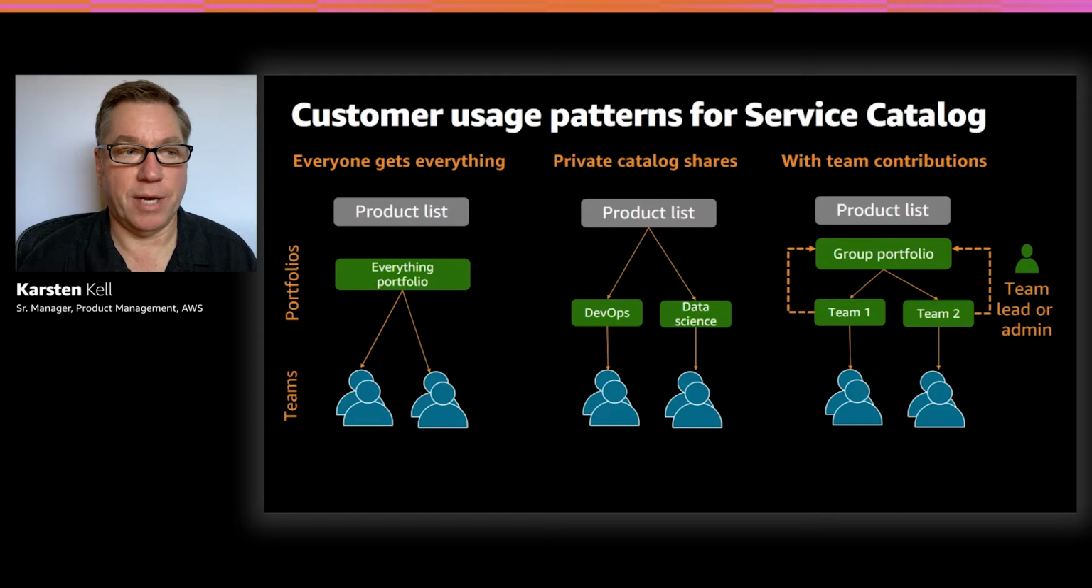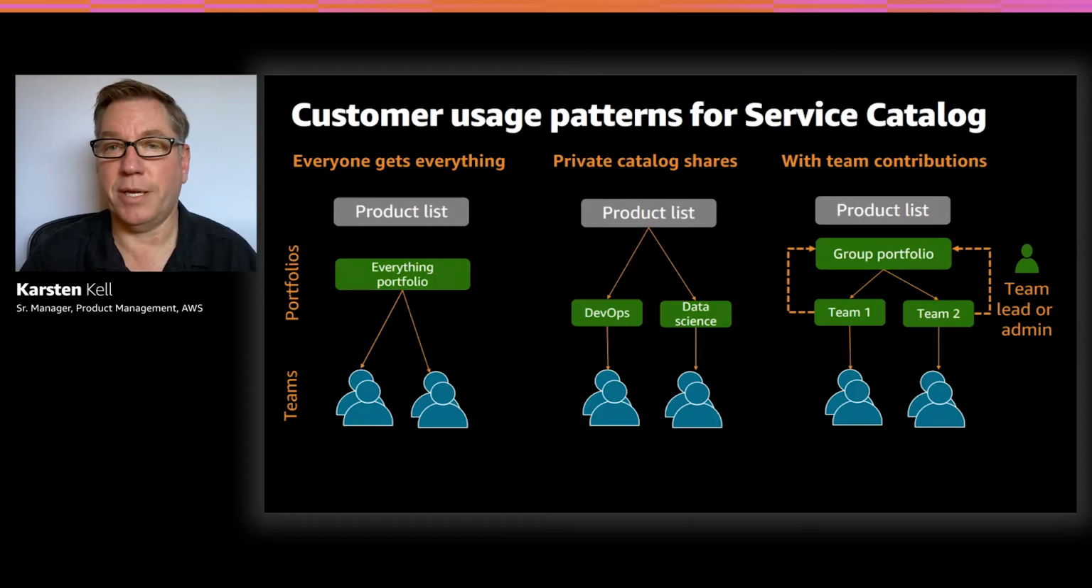A more popular feature, and more popular in terms of we see a lot of customers using the middle pattern here, is what we call private catalog shares, where there's a central product list that the cloud administrators maintain, and they create portfolios for specific dimensions of their organization. A very common one is teams. So they may create a portfolio for their DevOps teams, and that portfolio will get shared with all of the DevOps teams in their enterprise. Similarly, they may have a data science portfolio or a marketing portfolio, and they will put Service Catalog products into those portfolios that are appropriate for those teams and then share them out.